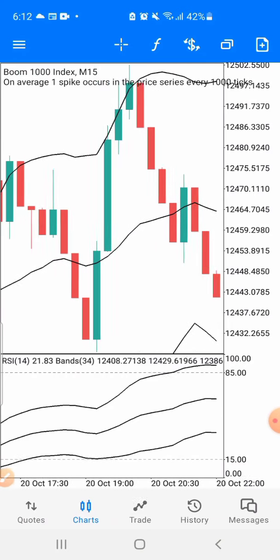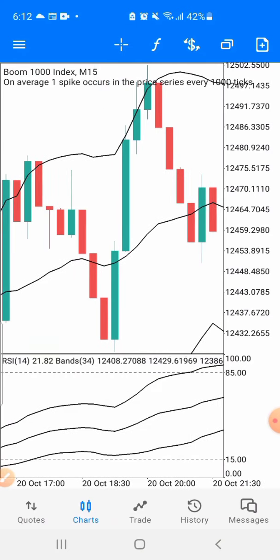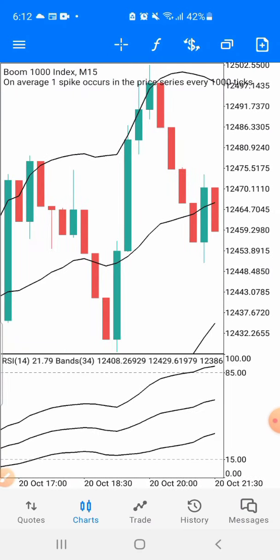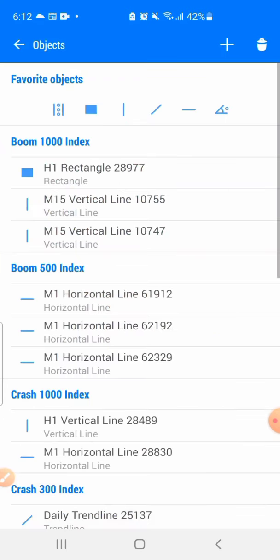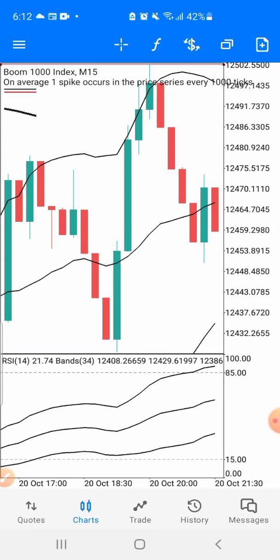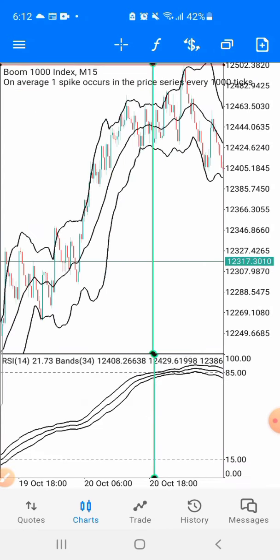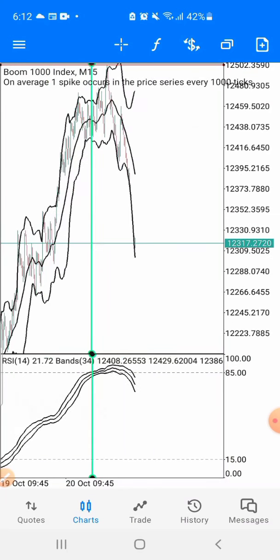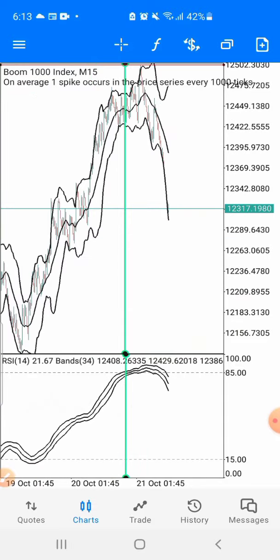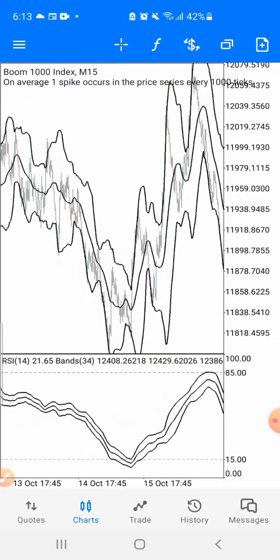How do you set your stop loss? Just set your stop loss above the wick of that candlestick that closes completely above the upper bound. So your stop loss should be somewhere above this wick right here. You can see that wick there. So let me try zooming in. That is where your stop loss should be, above that wick. That's where you are going to be setting your stop loss.